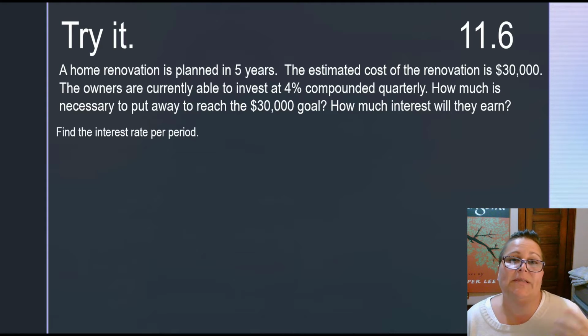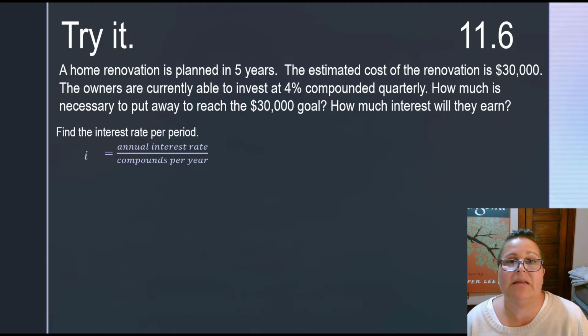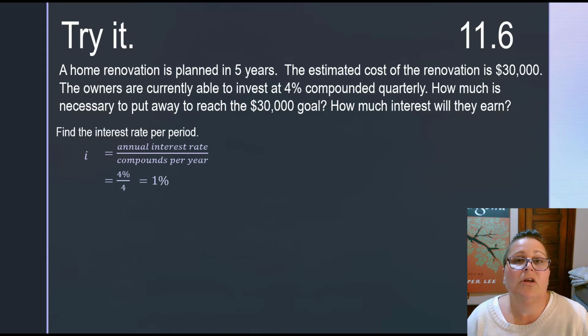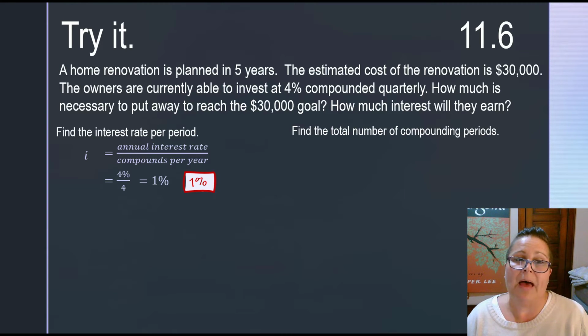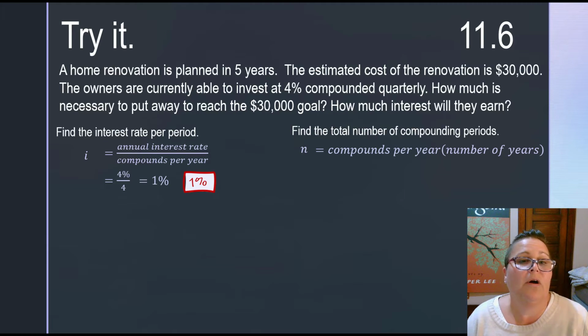So, in order to use the table, we need to find the interest per period and the total number of compounds. So our interest rate per period would be our annual interest rate divided by the number of compounds in a year. This is 4% interest with 4 compounding periods in 1 year. So we'll be looking at the 1% column. For the number of compounds, we have 4 compounds per year for the next 5 years. So we're going to be doing 4 times 5, and we're going to be looking up 20 periods.